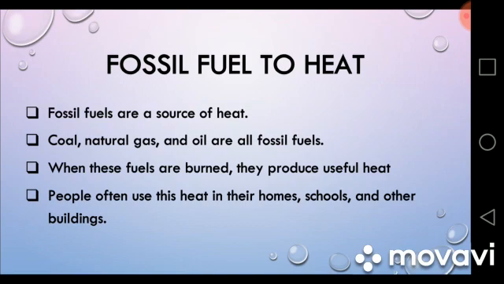People often use this heat in their homes, schools, and other buildings. You can use the heat energy to light up your homes, and you can use this energy to cook the food in the kitchen also, and in the offices and schools and other buildings also.